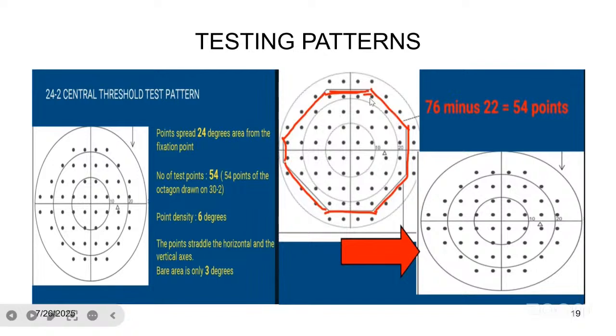And then for 24-2, like I said, it's actually from 30-2. You can see how it excludes these other periphery test points, especially at the temporal area, including the 24-degree visual field. But in the nasal area, it still extends up to 30 degrees. That's for 24-2. And it tests about 54. So there's decreased points of test. And then point density is still about 6 degrees. And then the bare area is also 3 degrees, just like in 30-2.